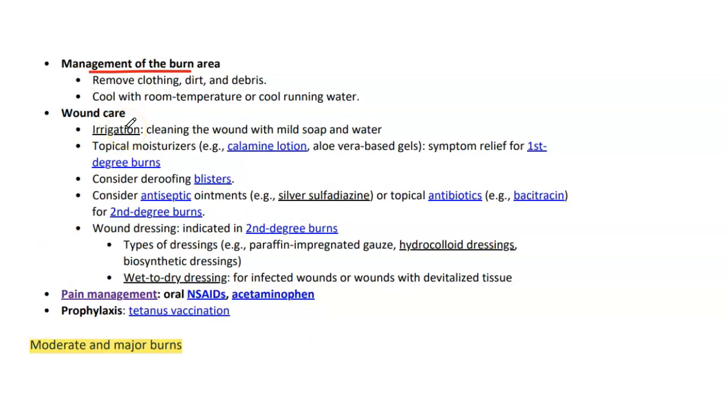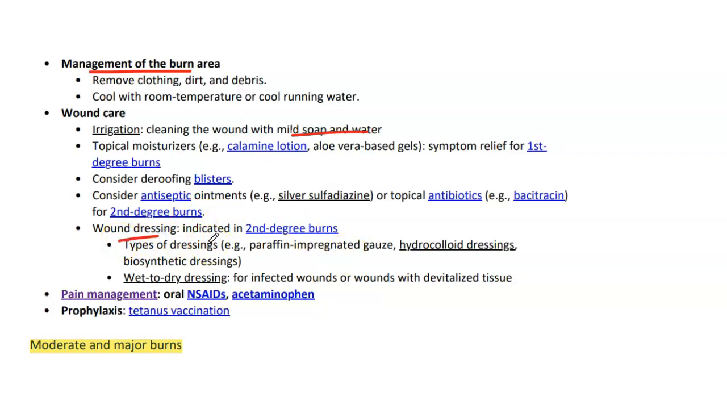Wound irrigation is done with mild soap and water. Topical moisturizer can be applied for symptomatic relief of first degree burn. Consider deroofing of the blister. Consider antiseptic ointment or topical antibiotics for the second degree burn. Wound dressing is indicated in second degree burns.